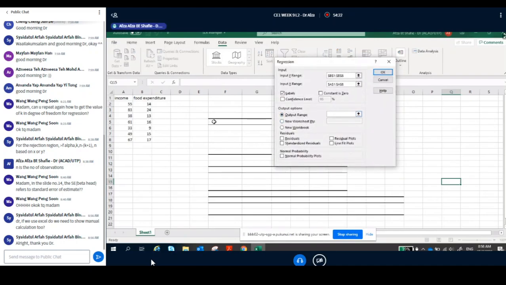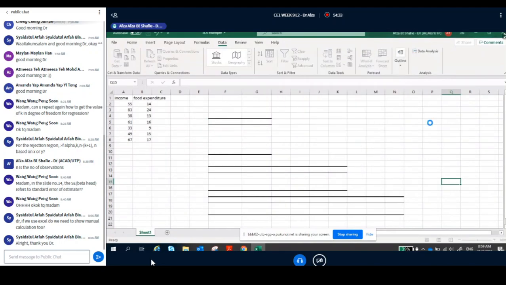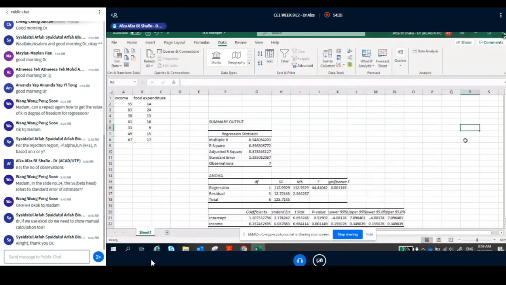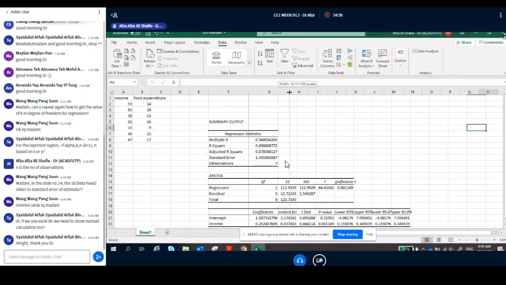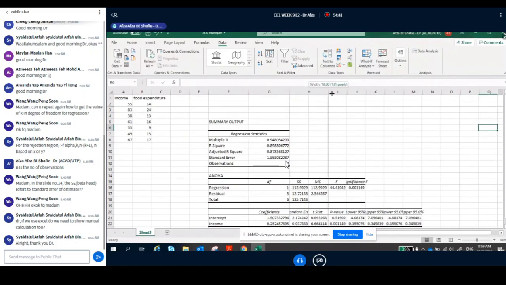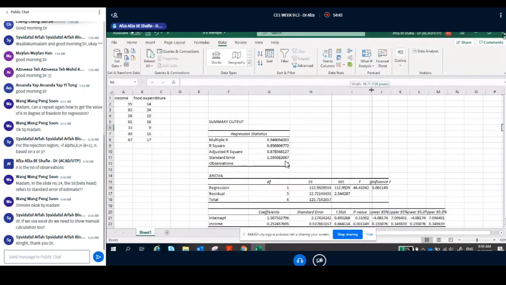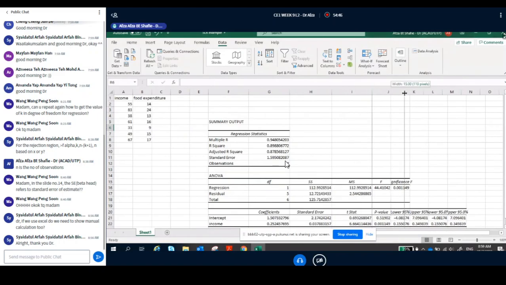This is the range. The rest is just the plots, whether you want the residual plot, normal probability plot and so on. You may not use these unless necessary. Then we run, and this is what we get. The Excel calculation is a bit different from my calculation, because I used manual calculation. Let me explain what we have.